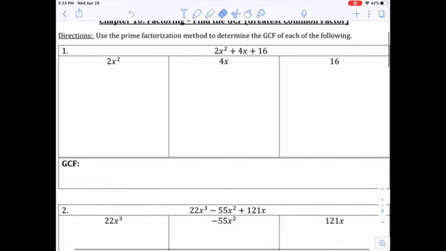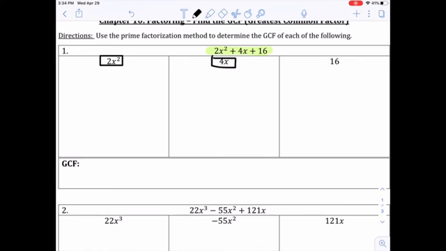So the directions state to use the prime factorization method to determine the GCF of each of the following. Well, first we need to recall what the GCF means. So GCF stands for our greatest common factor. And we know that factors are numbers that, when multiplied together, can give us a specific number. So we need to find the greatest common factor of each of the three terms in each expression. So if you look at number 1, we have the expression 2x squared plus 4x plus 16. So our goal is to look at each of the terms and find the greatest common factor by breaking them down into factors.